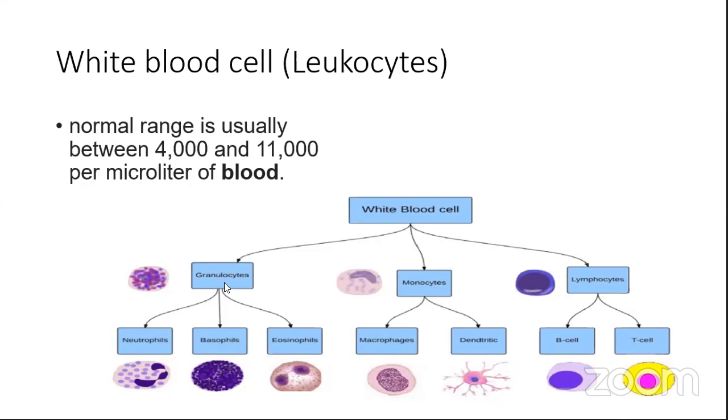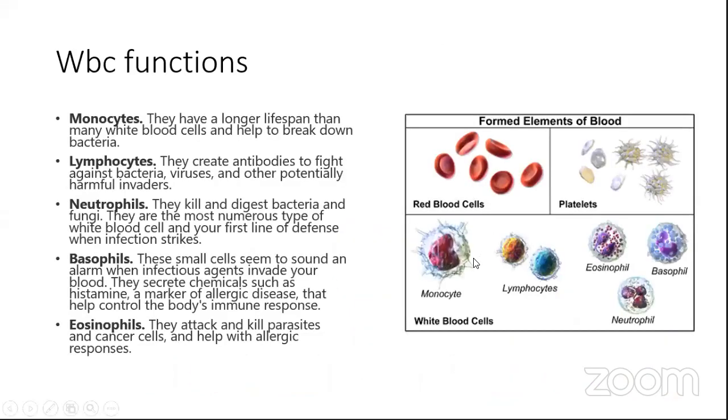So white blood cells: granulocytes and agranulocytes. In granulocytes, we have neutrophil, basophil, and eosinophil. In agranulocytes, monocyte and lymphocyte. The lymphocyte importantly has B cell and T cell. Each cell has a different function.